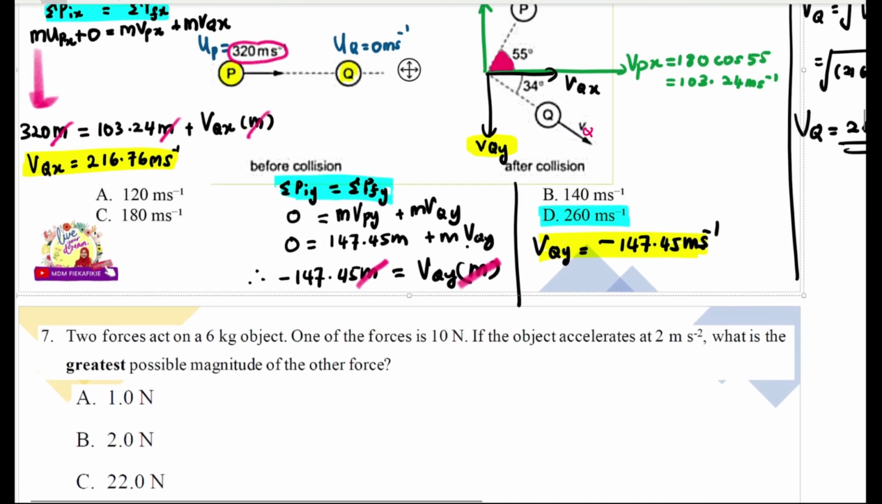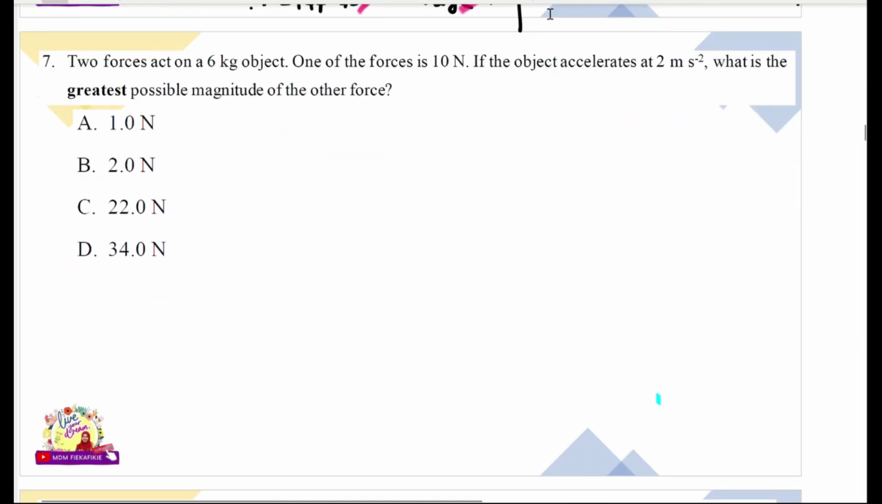So, question number 7. Okay, so now let's read the question. So, two forces act on a 6 kg object. So, let's say here we have 6 kg object. Okay, and one of the forces is 10 Newton. So, let's say this is F1 is equal to 10 Newton. Okay, and the second force, kita tak tahu second force tu dekat mana. Okay, it can be in this direction or it can be in this direction.